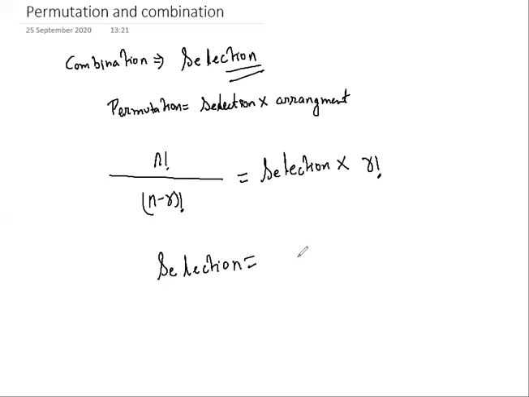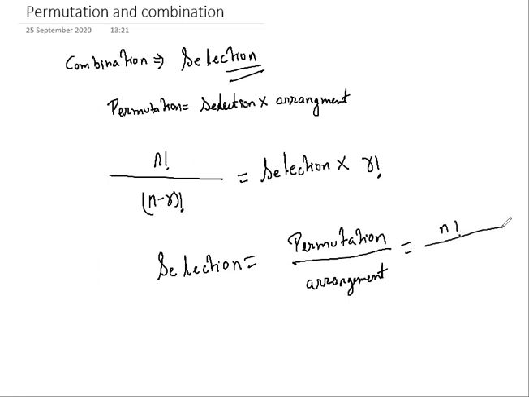selection is nothing but permutation divided by arrangement. Which is n factorial divided by n minus r factorial into r factorial. Yes or no?